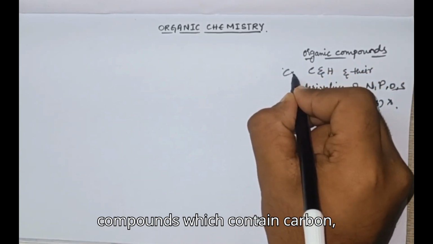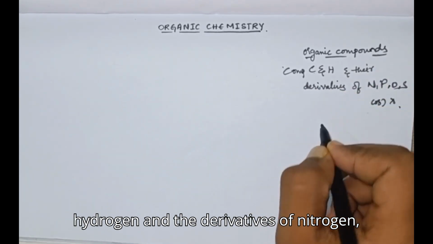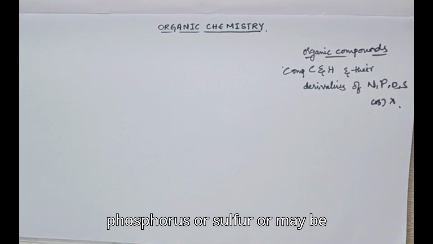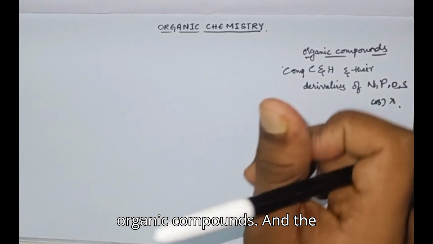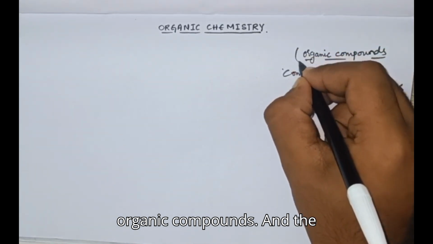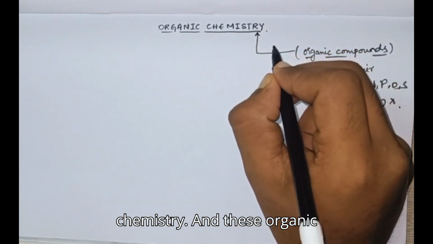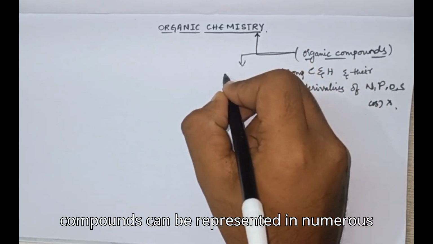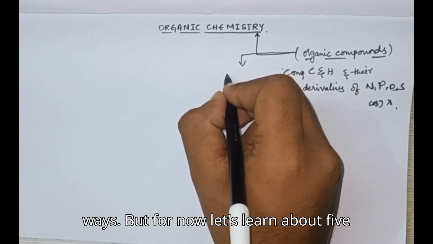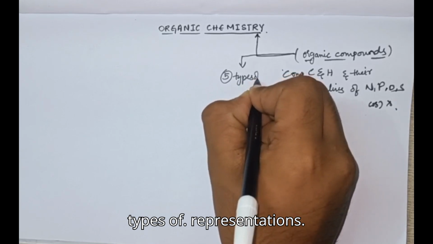The compounds which contain carbon, hydrogen and the derivatives of nitrogen, phosphorus, sulfur or maybe halogen are generally called organic compounds, and the chemistry which deals with organic compounds is called organic chemistry. These organic compounds can be represented in numerous ways, but for now let's learn about 5 types of representations.